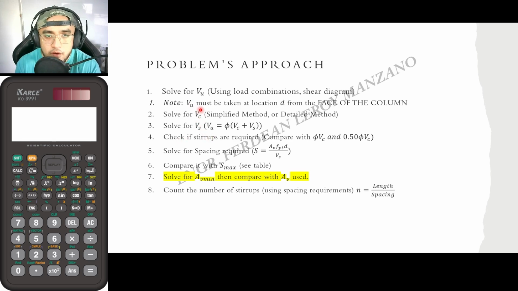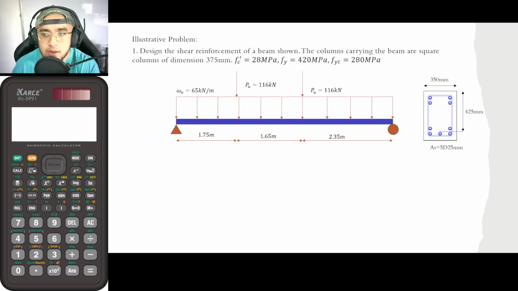From that, guys, I have already shown to you what the formulas for VC are. Upon solving for VC, you can now solve for VS using this equation: VU is equal to phi times VC plus VS. So VS is the only unknown here. Solve for VS, then basing it from the VS, solve for the spacing required. Then after solving for the spacing required, compare it with Smax. Then you would be comparing with the different parts of the provisions. Okay? So let us have our sample problem here.